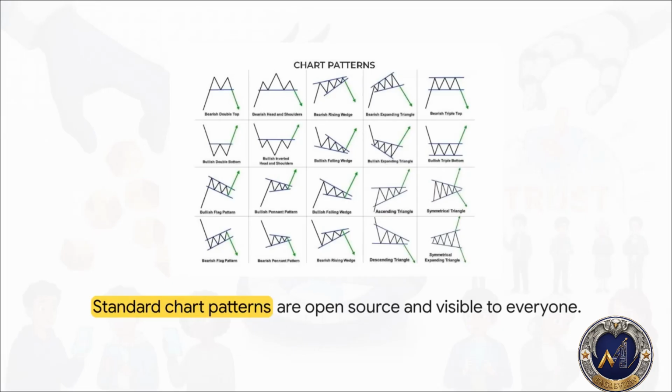You know those classic double tops, the head and shoulders, the wedges? These patterns are standard and they're totally open source. You can literally find them anywhere on the internet. And, well, that is exactly the problem. Because these patterns are so widely available, the massive institutional players, we're talking banks and hedge funds moving billions of dollars, they see exactly what you see. They know exactly how you have been trained to trade these formations.